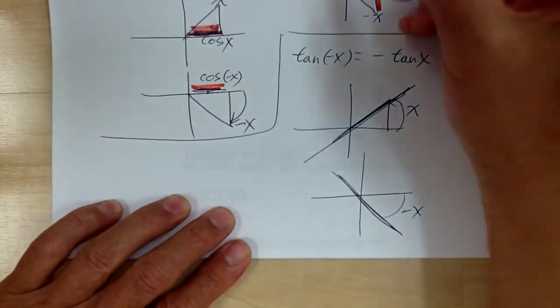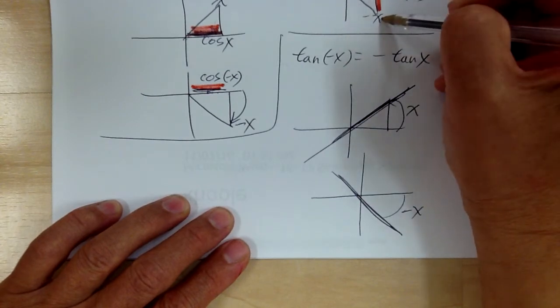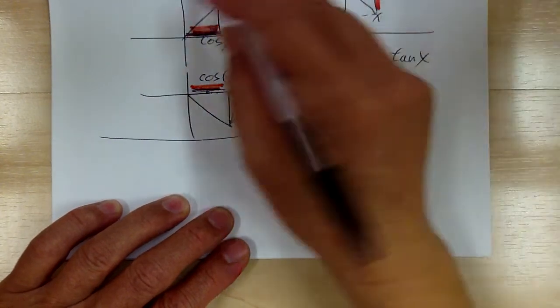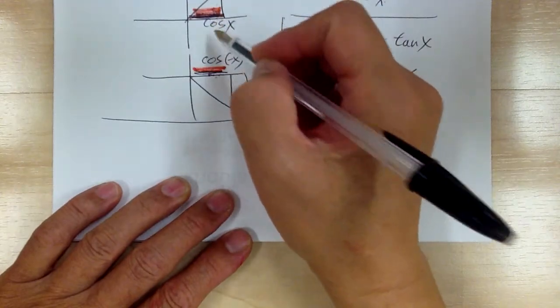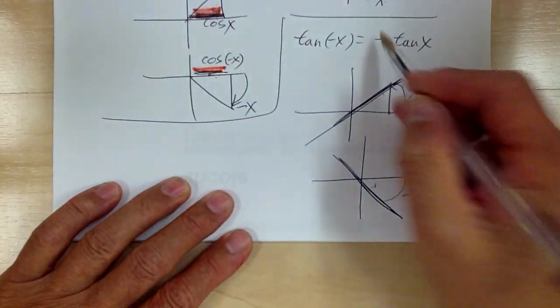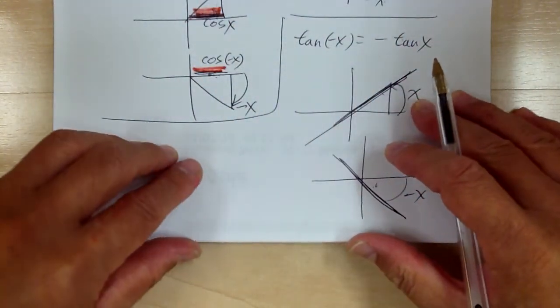So all you have to do is draw the angle x, the negative angle x, and compare their parts. If they're opposite, they are opposite. If they are the same, then they are the same. Over here, they are the opposite, that's why they are opposite. So that's how you kind of remember it.